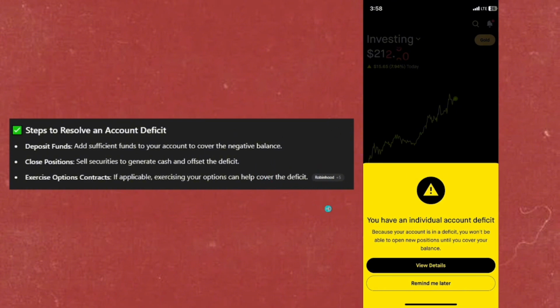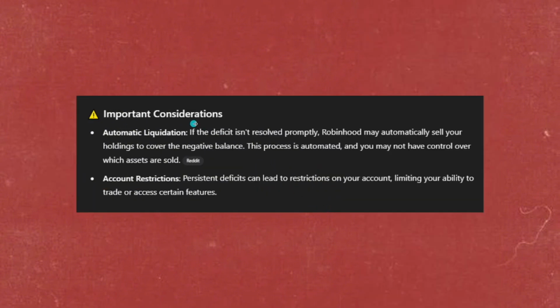So here are the important considerations. So first is automatic liquidation. So if the deficit isn't resolved promptly, Robinhood may automatically sell your holdings to cover the negative balance. So this process is automated and you may not have control over which assets are sold.